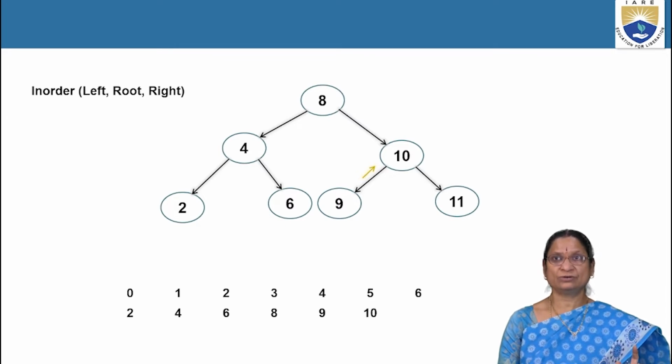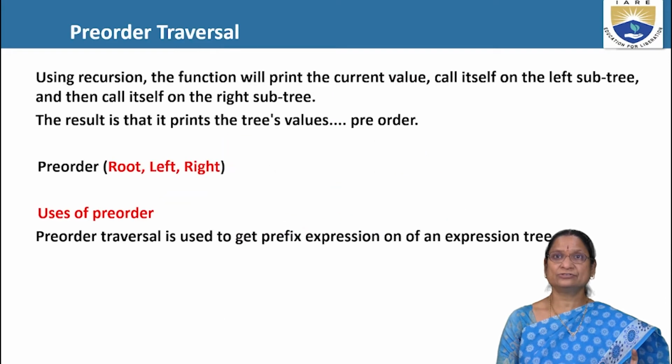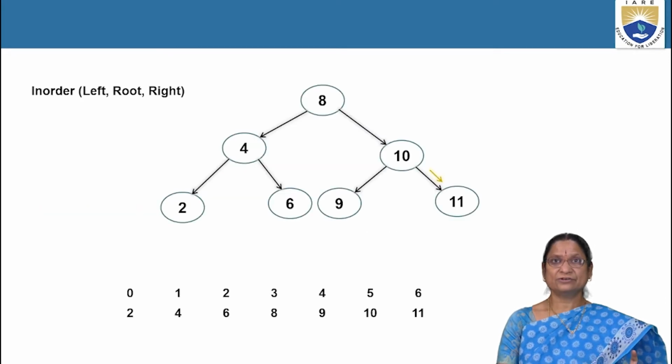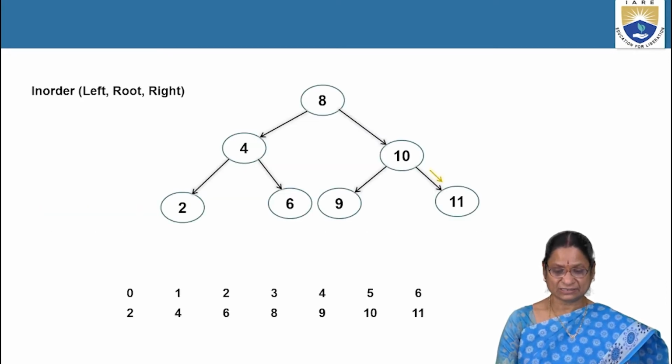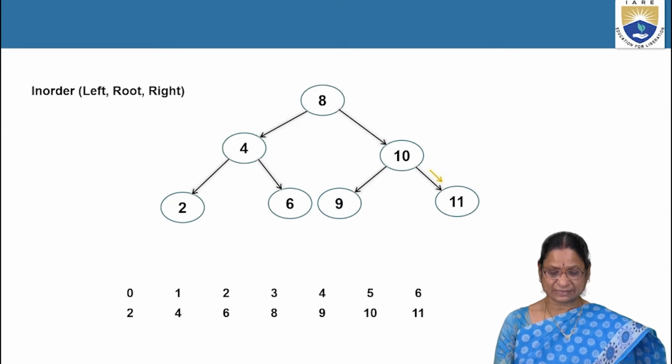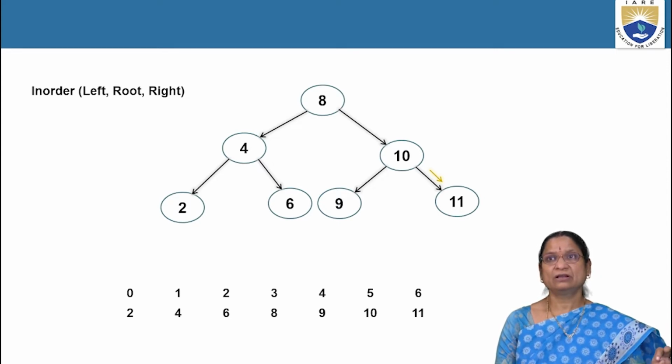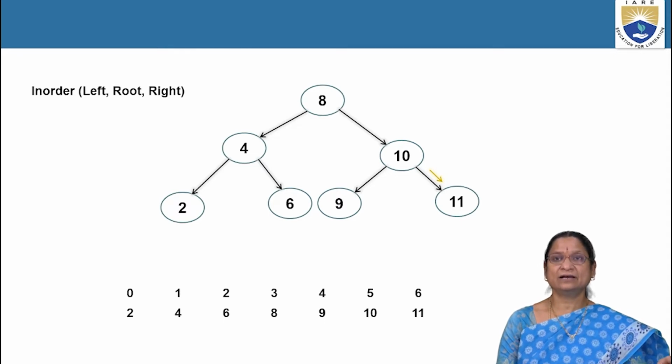Then it will move to the root again, the root of the subtree, that is 10. Then we will move to the right subtree. In the case of the right subtree also, no children are there. So the root is going to be processed. So the INORDER traversal of this tree is 2, 4, 6, 8, 9, 10, 11. We consider it a binary search tree, no? So that's why we are getting ascending order of the data.